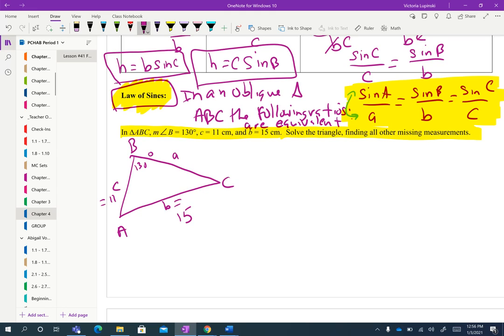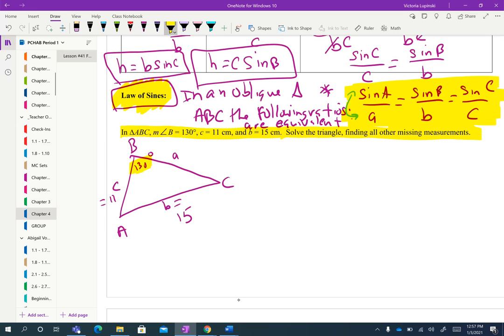Again, notice that we're not going to use SOHCAHTOA because there are no right angles. Yes, you could drop a perpendicular and then solve for H, but the whole reason why we found the law of sines is now we don't actually have to do that. So looking at the information that's given, using the law of sines, there's actually only one thing we're going to be able to go ahead and solve for.